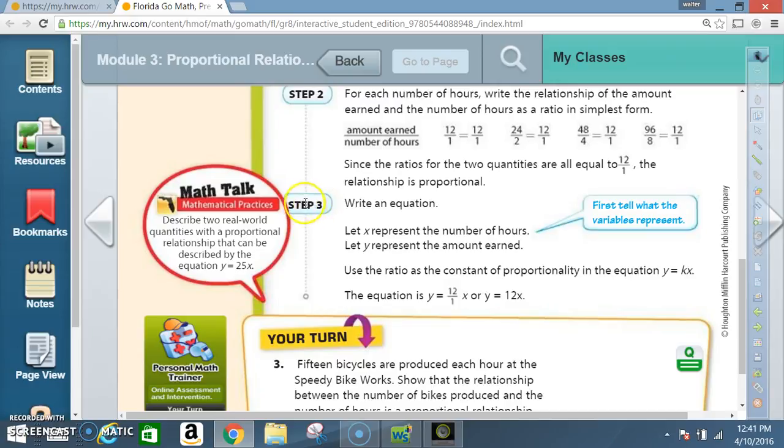Okay, now our last step, step 3, is going to be write an equation. Let X represent the number of hours. We did that earlier. Let Y represent the amount earned. We did that earlier. Use the ratios as the constant of proportionality in the equation Y is equal to K times X. Once again, use the ratio as a constant of proportionality in the equation Y is equal to K times X. The equation is Y is equal to 12 over 1 times X, or Y is equal to 12 times X.